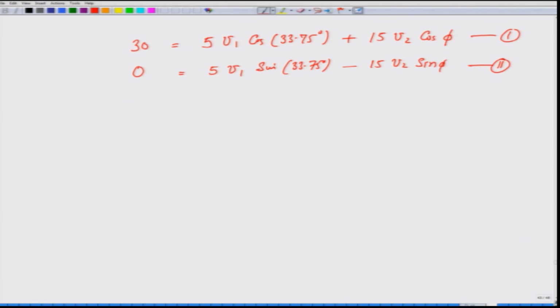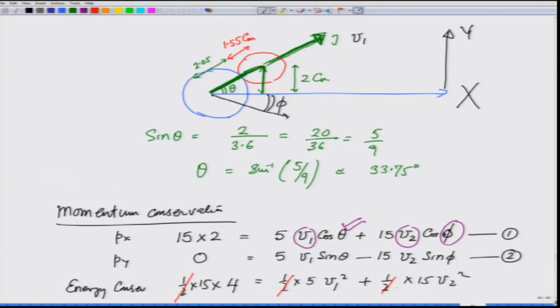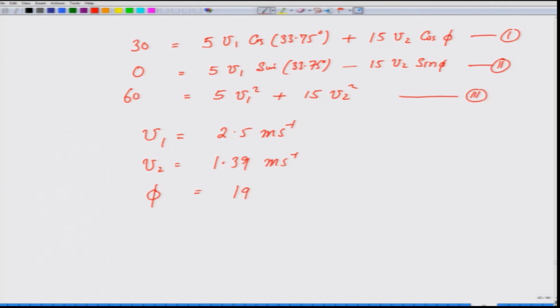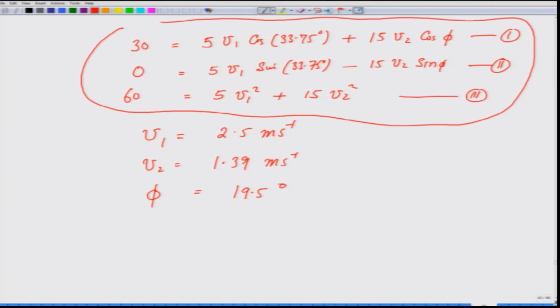And I have half cancels, this half cancels out here. So, I can write 60 equals 5 v1 square plus 15 v2 square. That is my equation number 3. I solved these, which I will leave for you, and get answers that V1 comes out to be 2.5 meters per second, V2 comes out to be 1.39 meters per second, and phi comes out to be 19.5 degrees. I'll leave the solution, getting the solution for you for these equations.